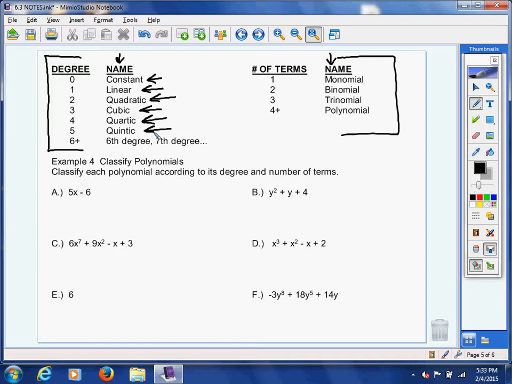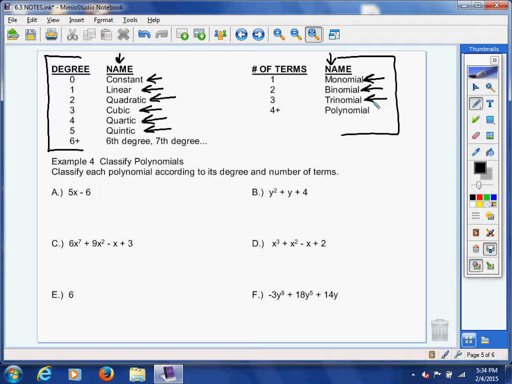Your other term is going to come from, well, how many terms are there? So if you just have the 1 term, then it's a monomial, because mono means 1. If you have 2 terms, then we call those binomials, because bi means 2. Like a bicycle has 2 tires. Bipedals, that's what human beings are. We have 2 legs, okay? Binomials have 2 terms. If you have 3 terms, that's a trinomial. Tri means 3, like a triangle, okay?